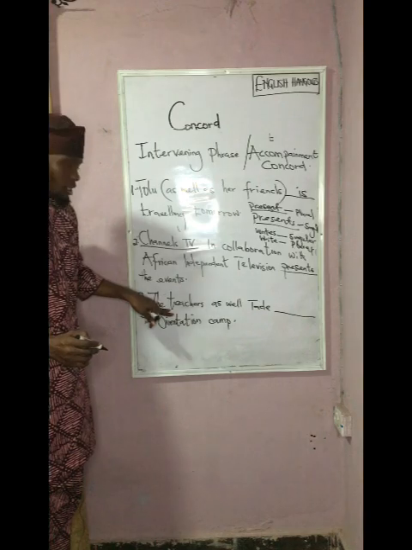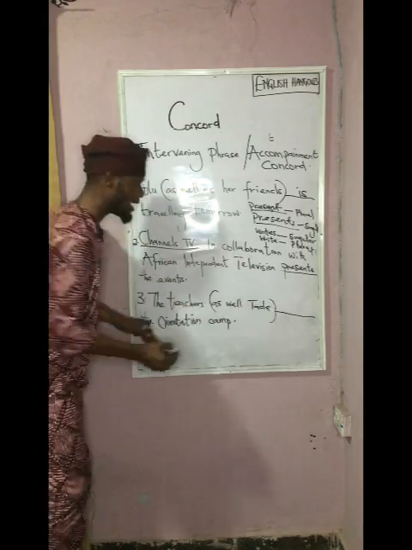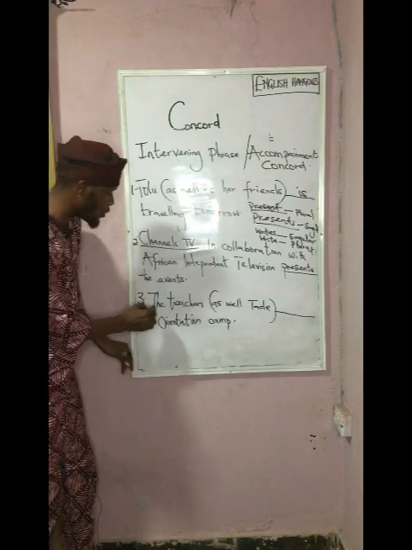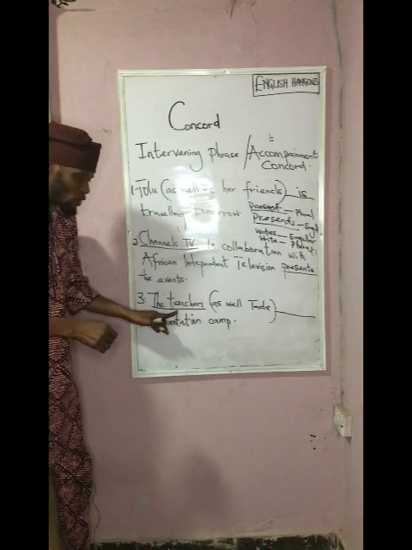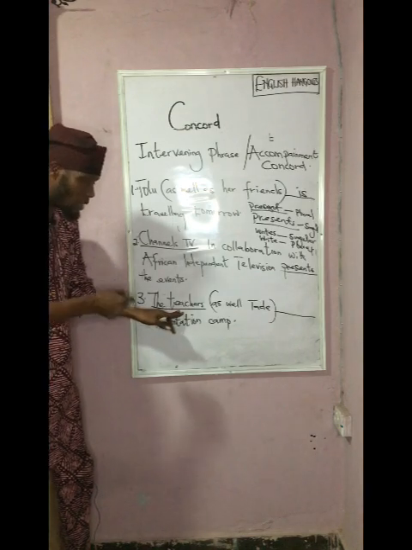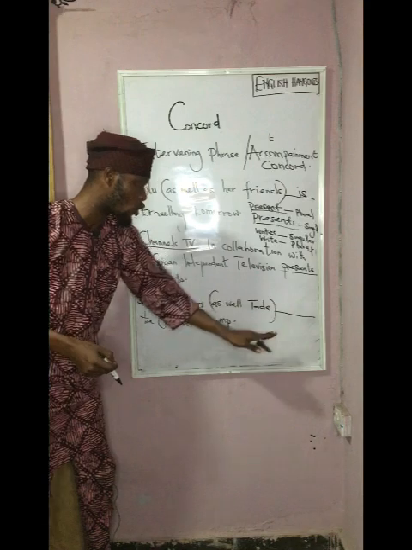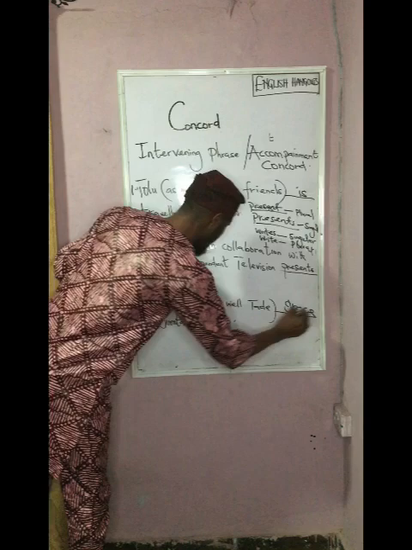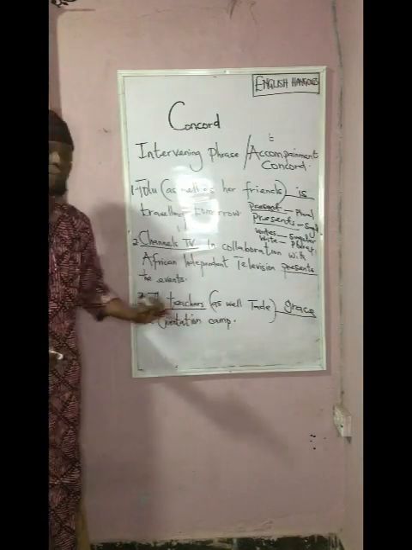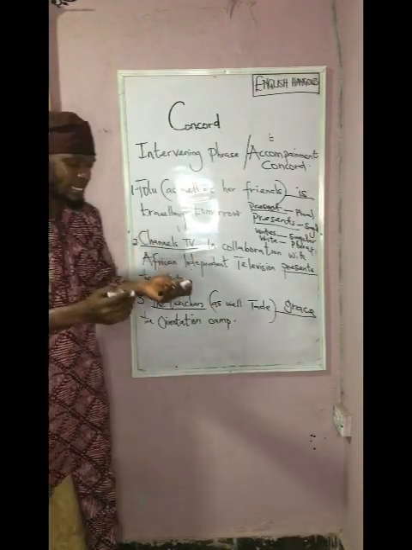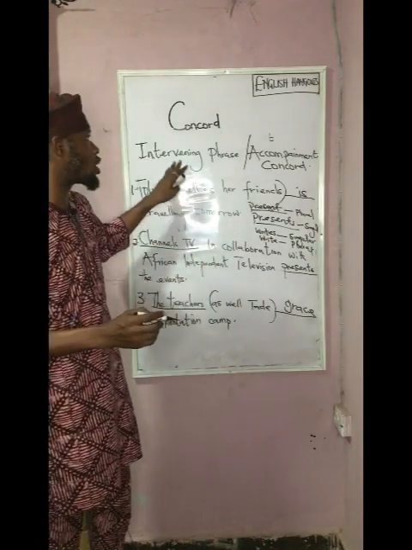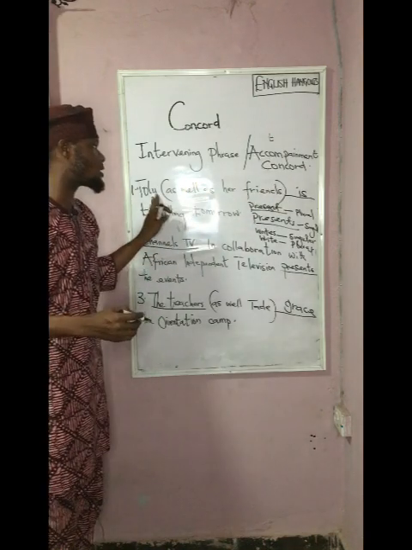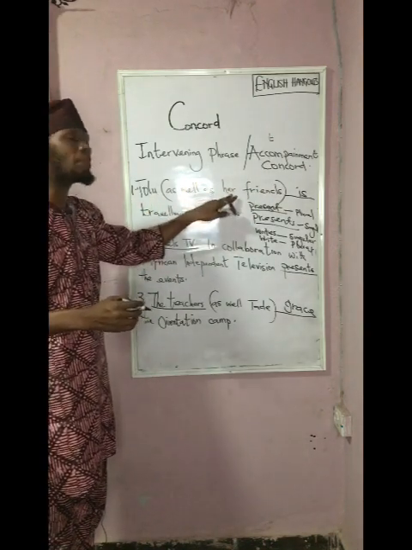The first subject here is the teachers, as well as study here is the accompaniment words or intervening phrase. Therefore, the teachers here serve as the subject of the sentence. The teacher here is what? A plural subject. Therefore, the verb here should also be plural. The teacher as well as study grace the orientation camp. So, when you are to consider the appropriate verb to choose in a situation where you have an intervening phrase or accompaniment concord, the first subject will dictate the verb, not the accompaniment phrase.